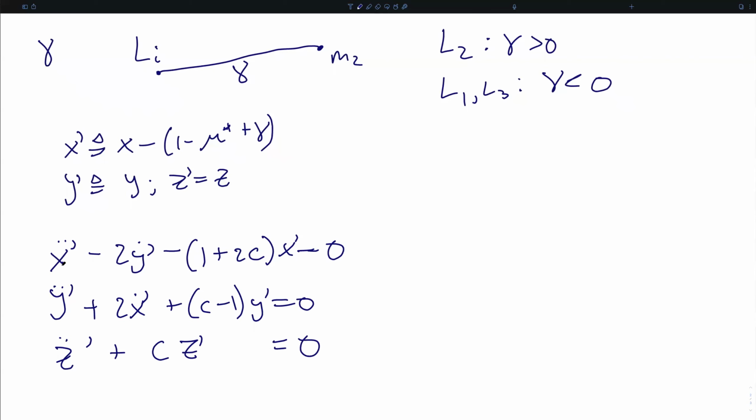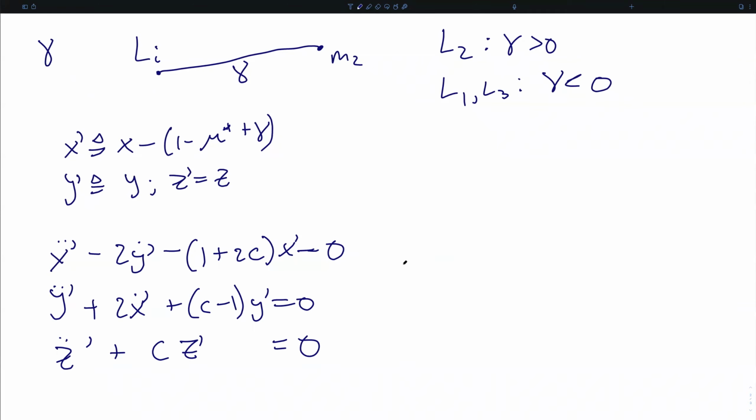that x prime double dot minus 2y prime dot minus 1 plus 2c x prime is equal to 0, y double dot prime plus 2x dot prime plus c minus 1 y prime is equal to 0, and z prime double dot plus c z prime is also equal to 0. So again, these are our linearized equations of motion, linearized about a particular Lagrange point and using our displaced coordinate system.